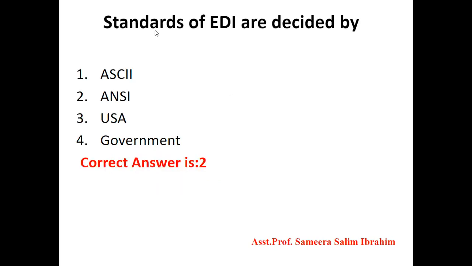Okay, next, standards of EDI. What is EDI? EDI is exchanging data: electronic data interchange. You are exchanging the data electronically. And this EDI standard, the procedure or protocol, is decided by ANSI, American National Standards Institute. You can get an MCQ in your exam like the full form of ANSI, so you all have to remember this. What is the full form of ANSI? American National Standards Institute. And what is the full form of EDI? Electronic data interchange. So the standard of EDI is decided by ANSI.